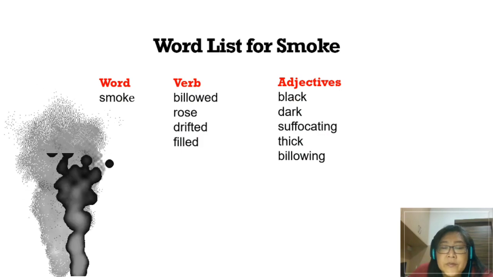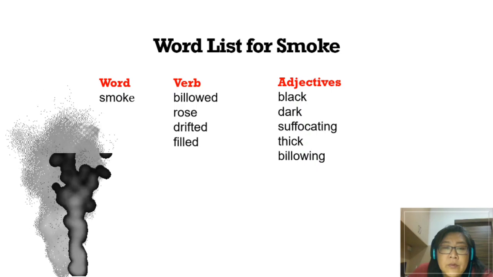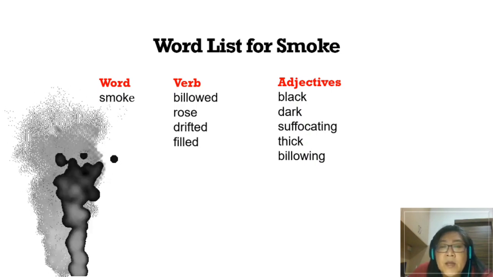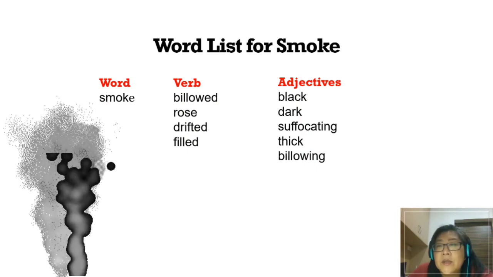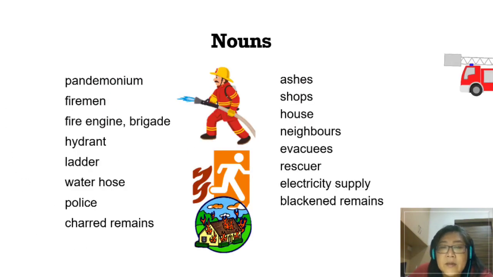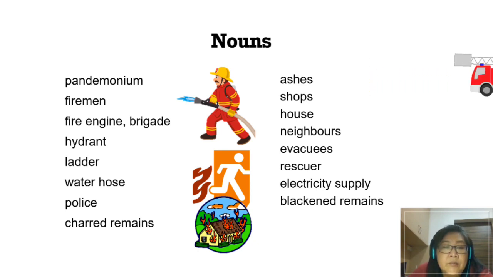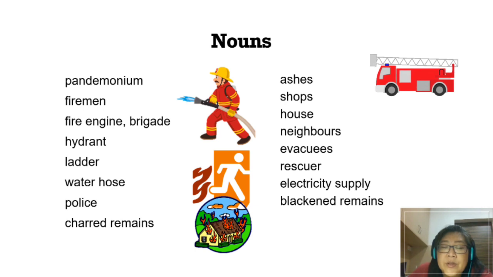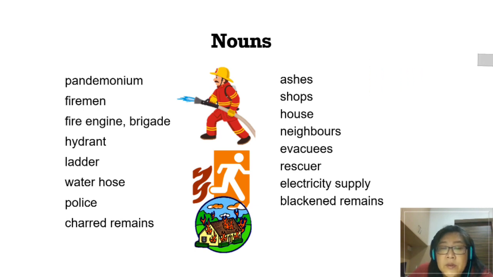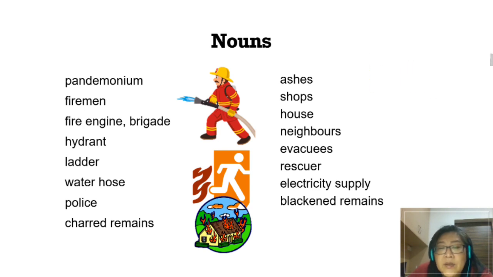Let's look at the word list for smoke. We have the word smoke, and then verbs billowed, rose, drifted, filled. Adjectives for smoke, you have black, dark, suffocating, thick, billowing. Let's look at other nouns such as pandemonium, fireman, fire engine, fire brigade, hydrant, ladder, water hose, police, charred remains. And then we have ashes, shops, house, neighbors, evacuees, rescuer, electricity supply, and blackened remains.